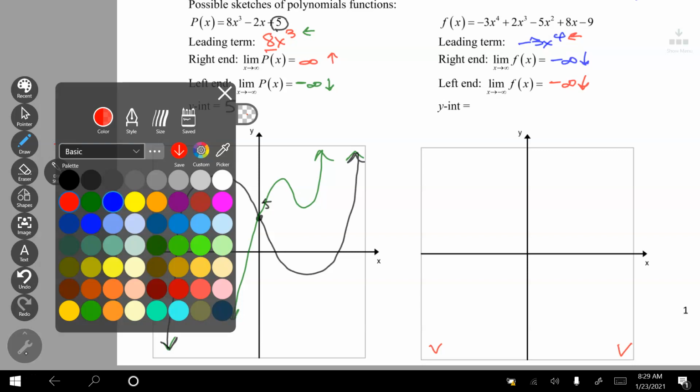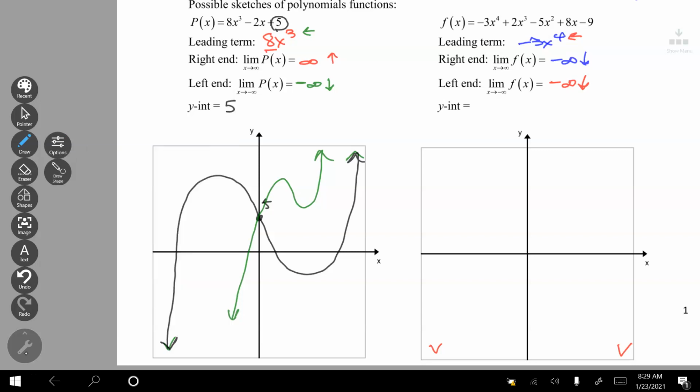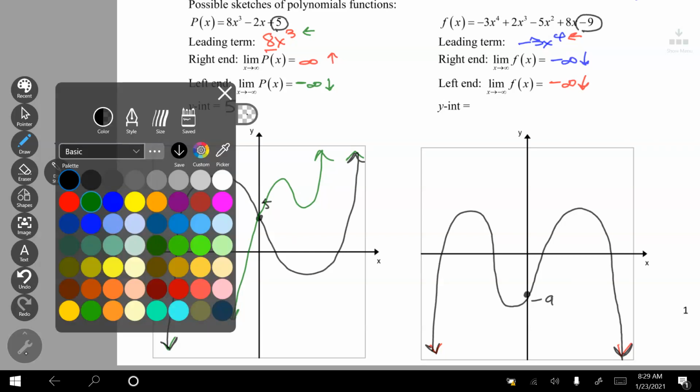And my y-intercept is negative 9. I could just put negative 9 here. So I could do something like this. 1, 2, y-intercept 3, 4 x-intercepts. And the left side and right side are both going down. That is a possibility. I also could have done this.